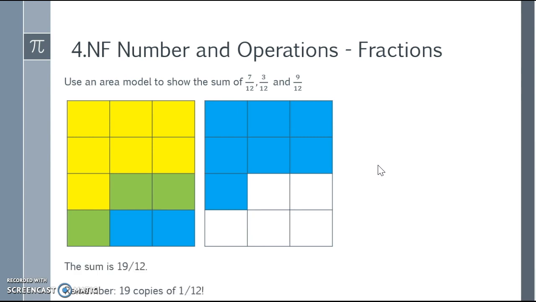So if I were to add all the copies of 1/12, I see that there are 19 copies of 1/12 shaded in. So there are 19 twelfths. This is also the same as 1 whole unit plus 7 copies of 1/12 or 1 7/12.